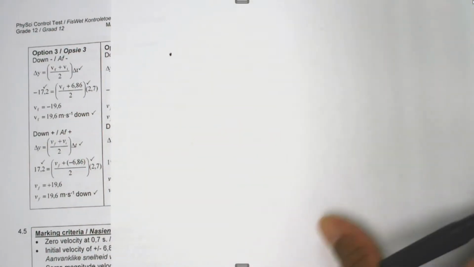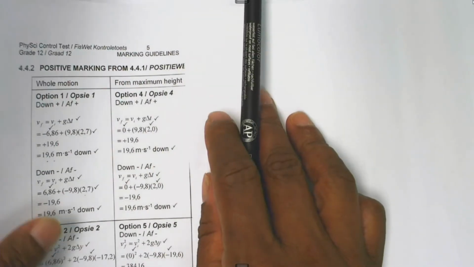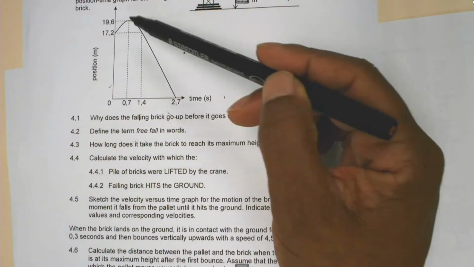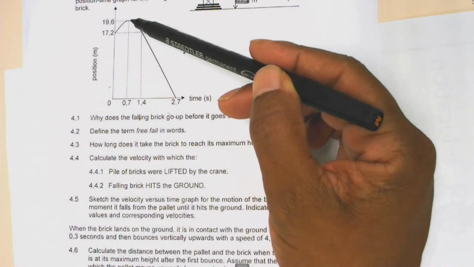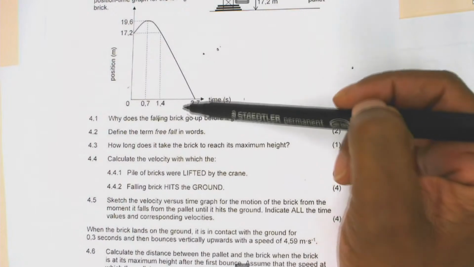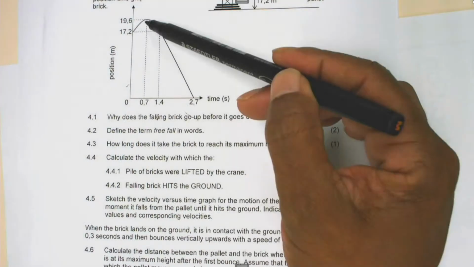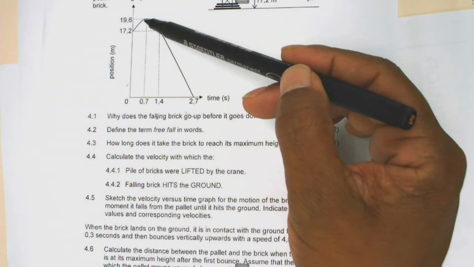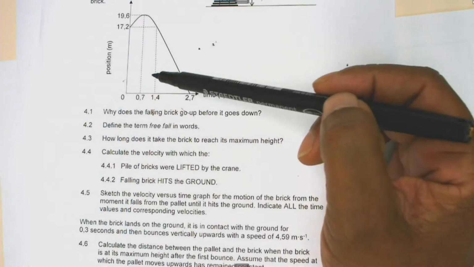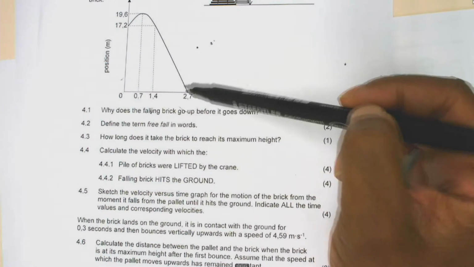Or else we can start the motion from the maximum height. Now if we start from the maximum height, what does it tell us? If you go to the graph, at the maximum height it is at this point here. Now there are quite a number of changes. From 0 to 2.7, it is for the whole motion. Hence, in the first option, we are using the time of 2.7. But if they start from this point here, it means the time at which we are starting is 0.7, and then we end up at 2.7.